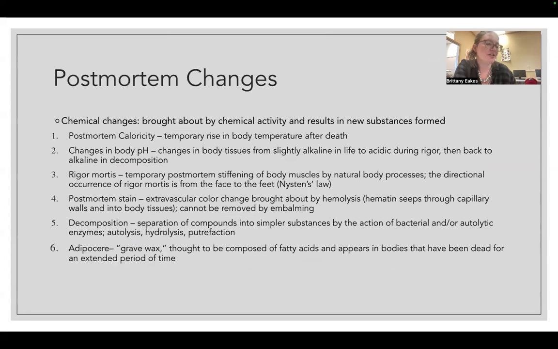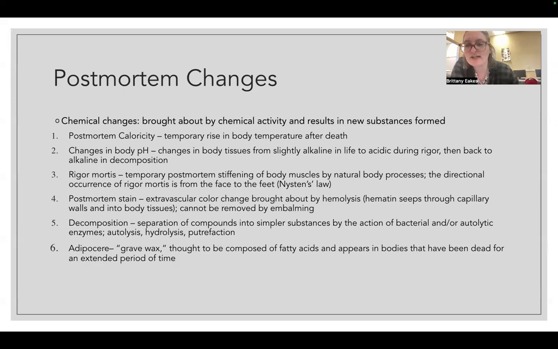These are chemical changes. Postmortem chemical changes include postmortem caloricity, postmortem stain, shifts in pH, rigor mortis, and decomposition. Postmortem caloricity is the continuation of metabolism after death. And it continues as those body processes continue, it creates heat. So this can be responsible for an elevated postmortem temperature.